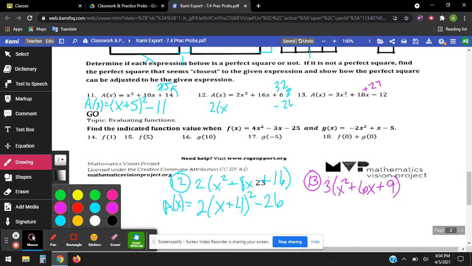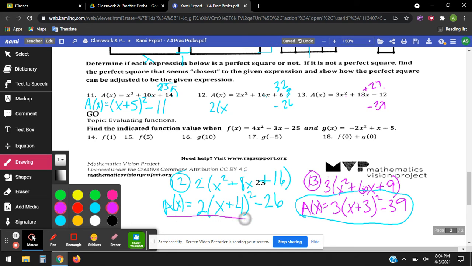But not only do I not have the 27, I don't have the 12 either, which means I am actually missing 39. So a of x equals my 3, figure out what my side length is, it's x plus half of this is 3, and then I'm short 39 on this one. So I'm going to go ahead and circle these so we can see our final answers better.